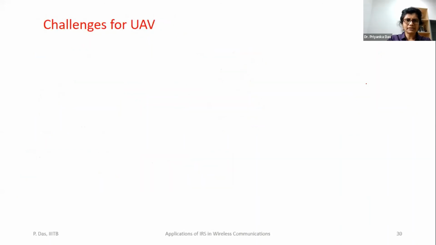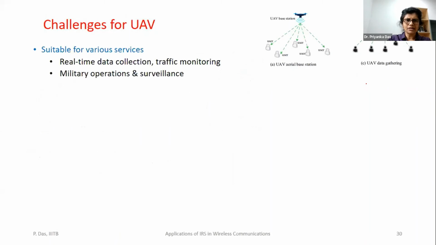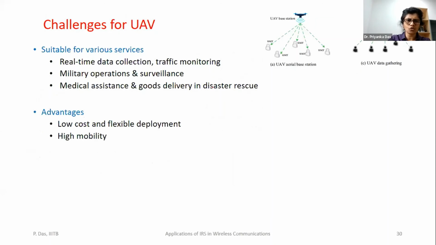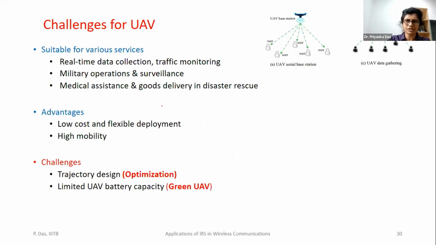Okay. So with this, let's see the use cases. It's a lot of military, medical, and all those things. Advantages, of course, are low cost and flexible deployment, such as deploying a base station in a mountain region. In a disaster, obviously UAV will be a better solution. High mobility. Challenges: trajectory design, where do I place it? That's an optimization problem. Limited battery capacity is a very major concern, as it drains the battery power. You have to think about green UAV.